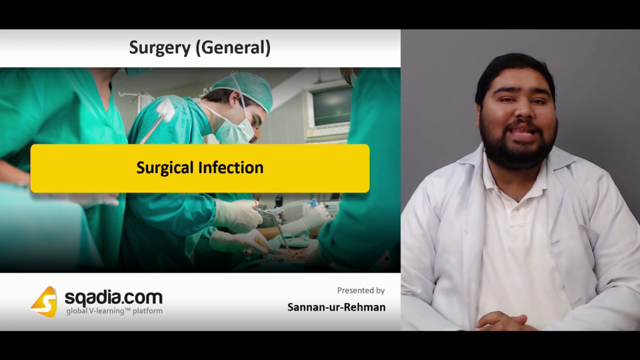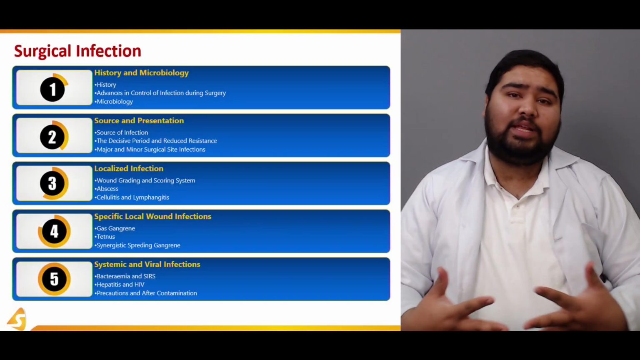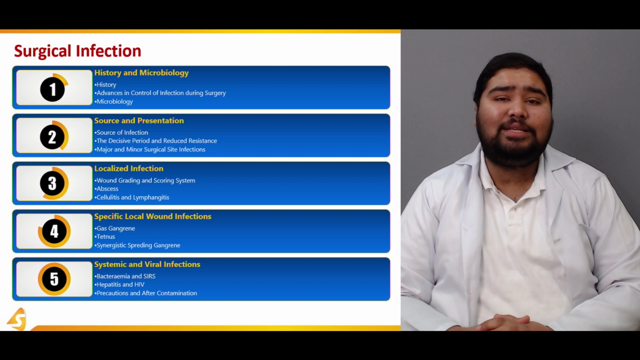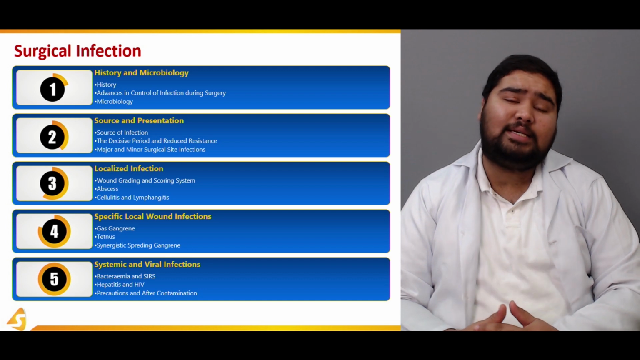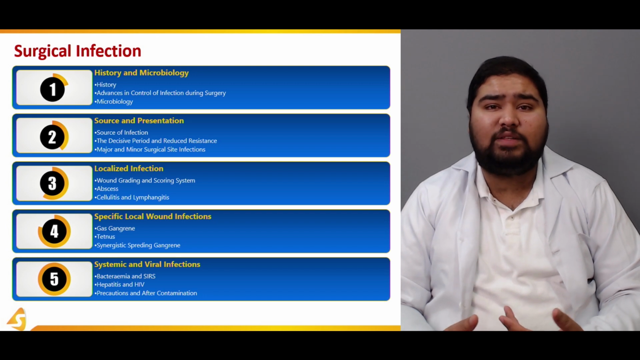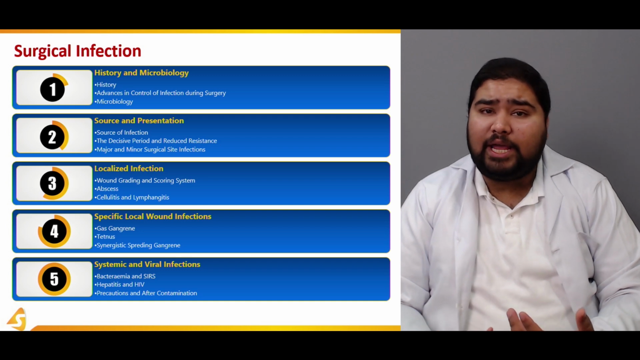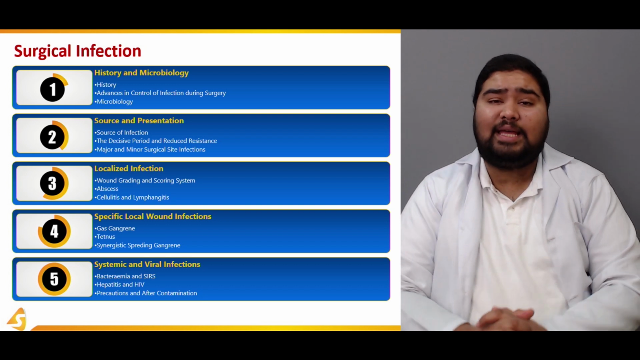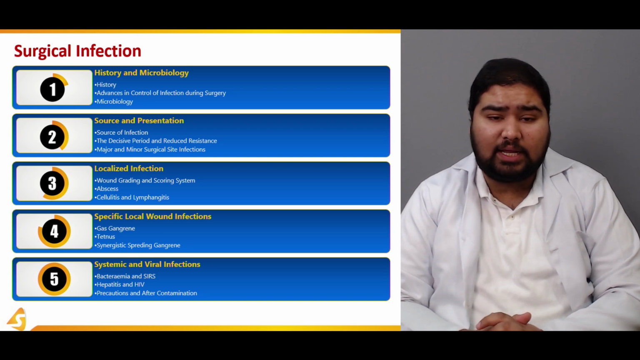So let's see what this lecture holds, and let's talk about surgical infection in a little detail. The lecture has been divided into 5 sections. In the first section, we'll talk about the history of surgical site infections. We'll see since when these surgical infections were noticed and what is the history behind the development of the surgical techniques we know today. Then we'll talk about the microbiology, the most common microbes which are involved in surgical site infections.